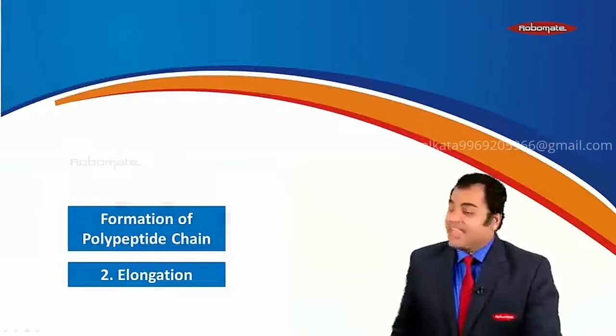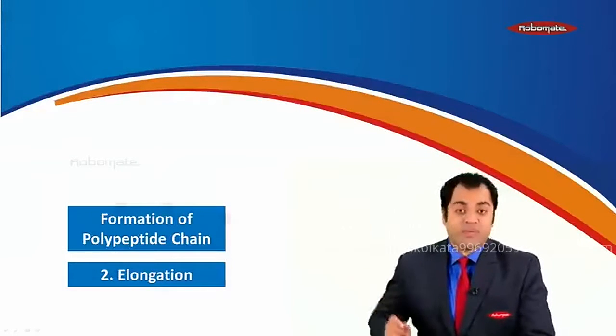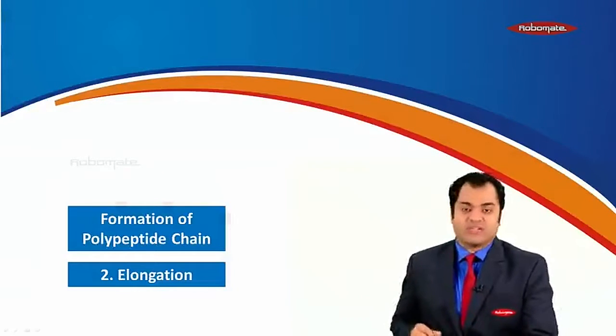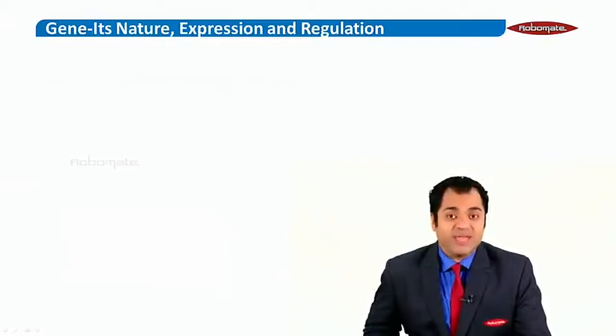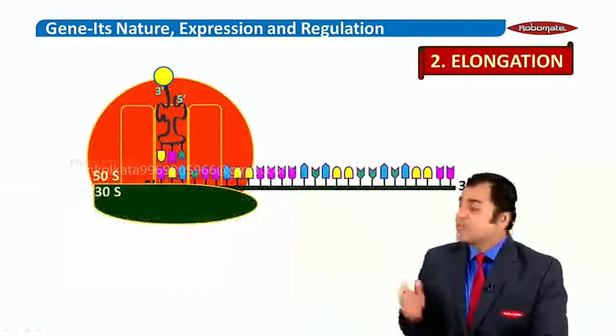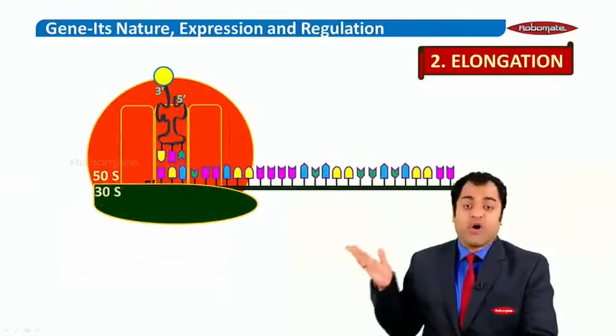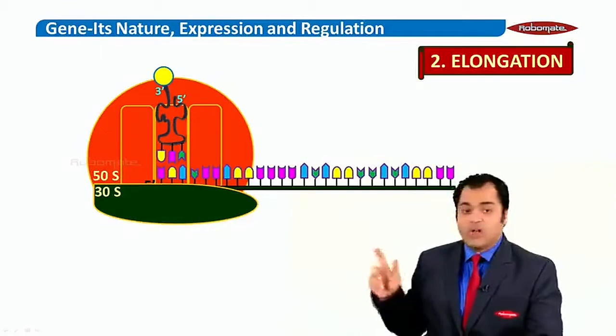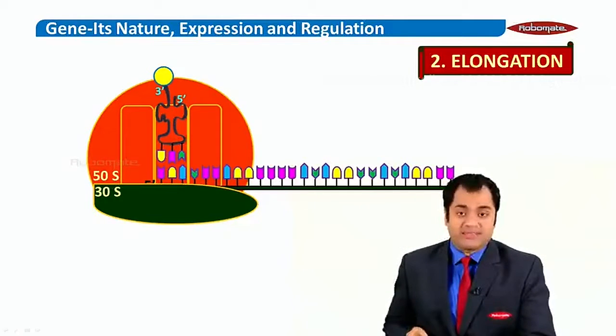Hello students, in this module I will be talking about the formation of polypeptide chain, step number 2, which is called elongation. Look, listen and learn. So let us see what goes on in the step of elongation. What you see here basically is a picture of the initiation complex. Recollect all the parts of the initiation complex, right?